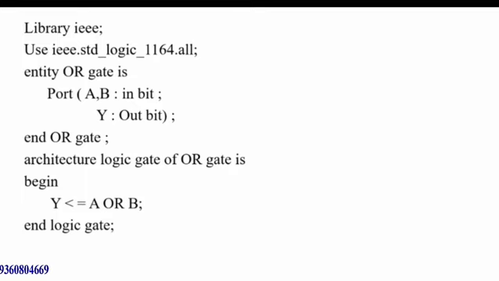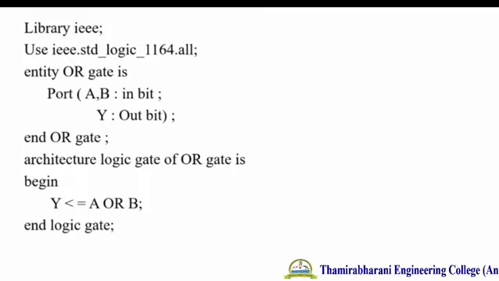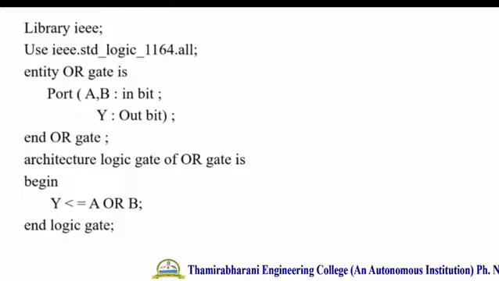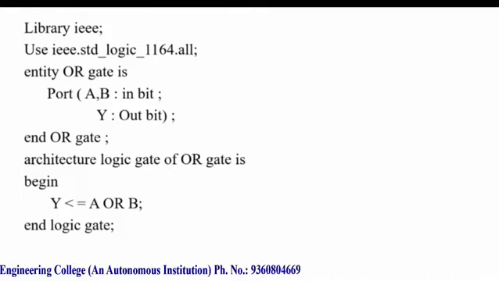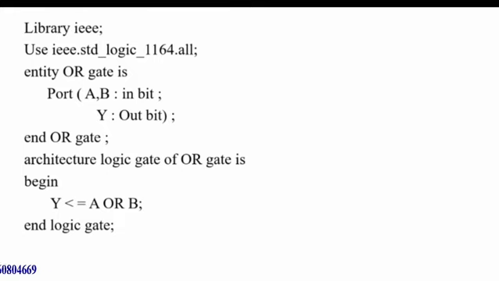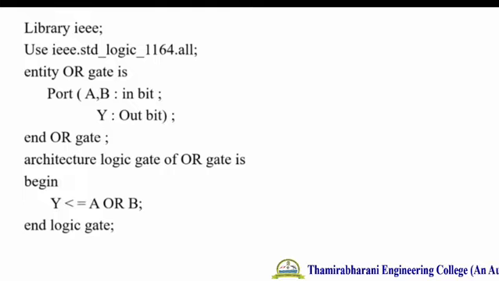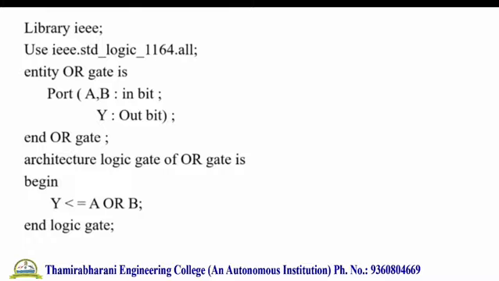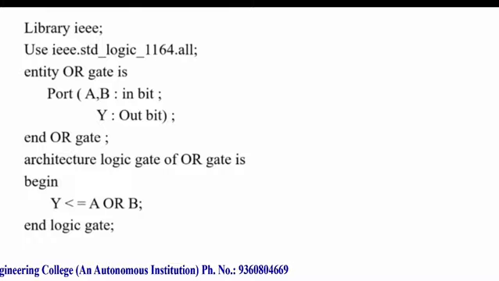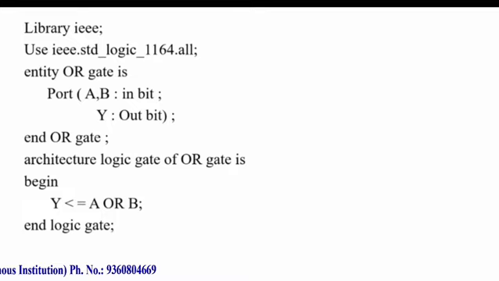Then entity OR gate is, then port of A, B : in bit. In bit is nothing but our input bit. So in OR gate we are giving two inputs and we are getting only one output. So A and B are the two inputs and Y is the output. So A, B : in bit, input bit; and Y : out bit, output bit. Out bit is nothing but output bit; end OR gate; end entity name.